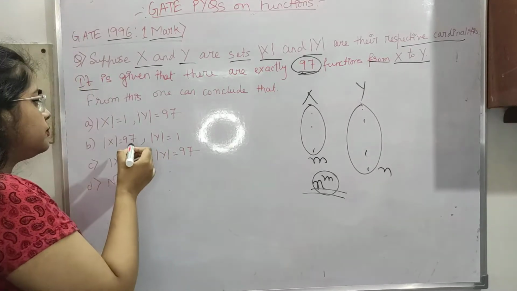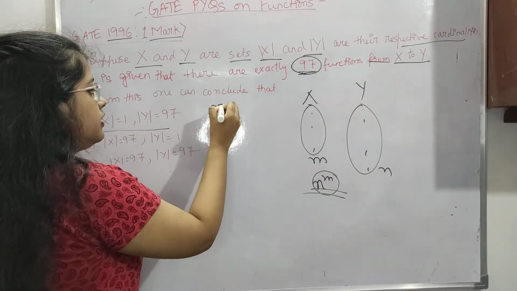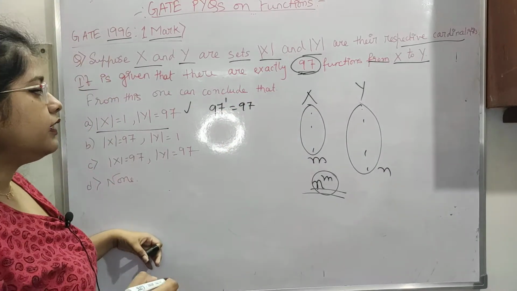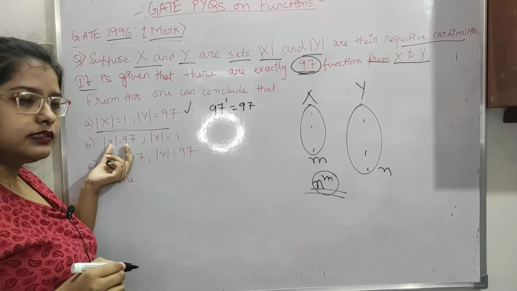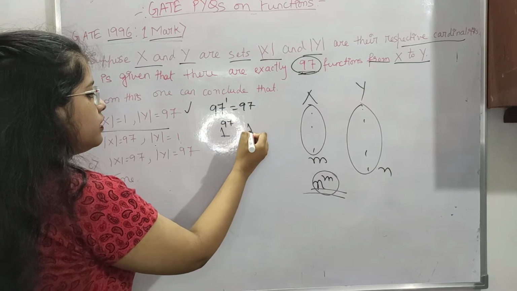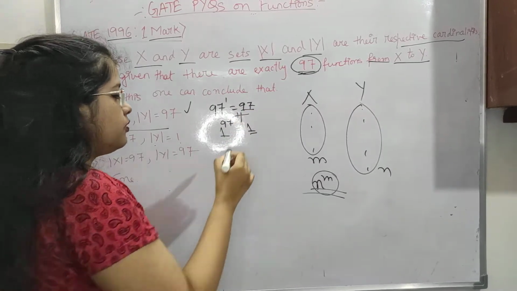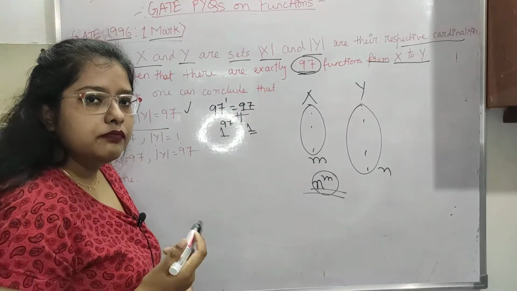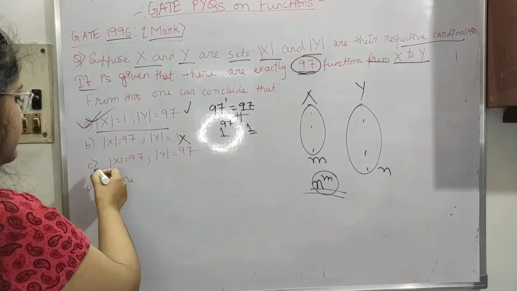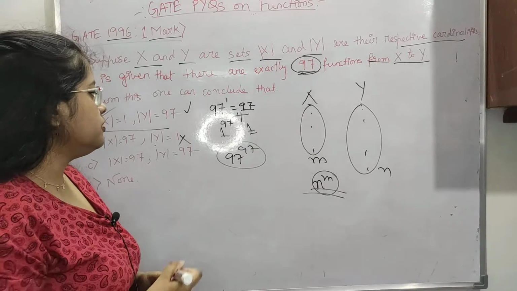Now let's take the options one by one. The first one is cardinality of x is 1 and cardinality of y is 97. 97 to the power 1 is equal to 97, so this option is correct. Let's see the other options also. Cardinality of x is 97 and y is 1. It may look similar, but it is 1 to the power 97, which is 1. These are not equal. This is very important. I have taken the same kind of example when we were doing functions. So this is false. The other is 97 to the power 97, which is something else, and none is not the option. So option A is correct.